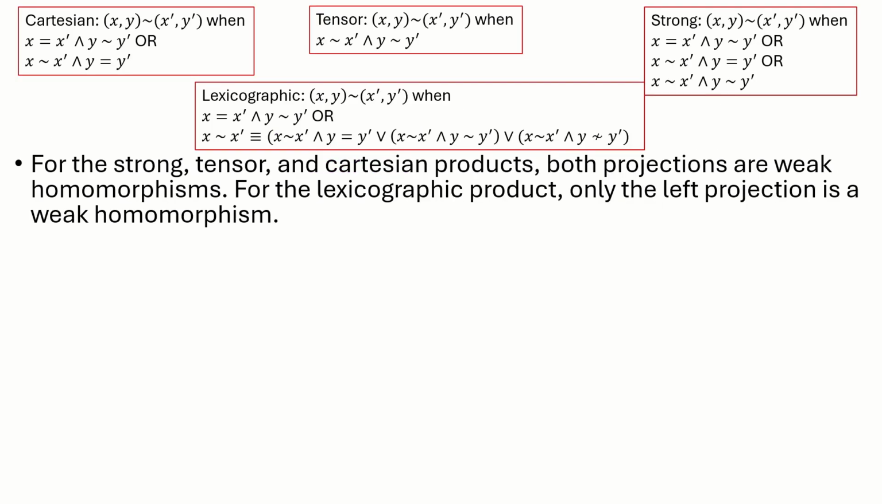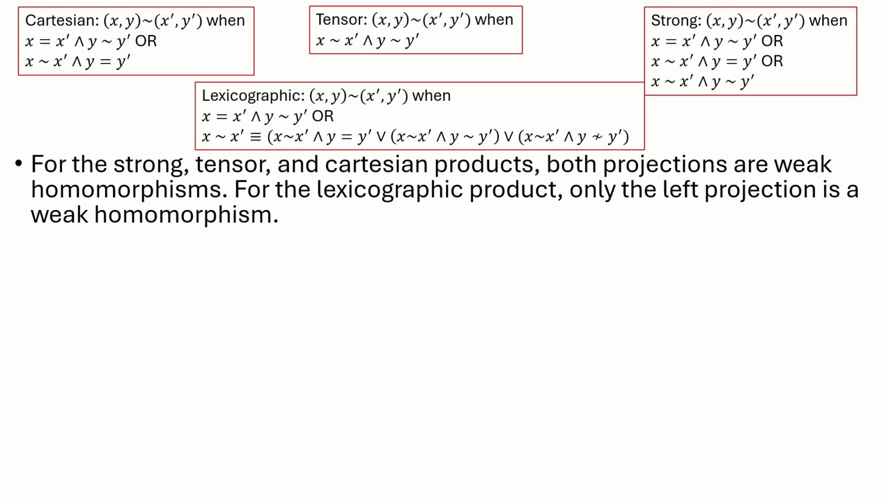For three of the most commonly studied products, the Cartesian, Tensor, and strong products, the projection onto the left factor graph and the projection onto the right factor graph are both weak homomorphisms. You can think of this as meaning that we never allow two vertices in the product to be adjacent if their left or right coordinates are non-adjacent vertices, where in this video, non-adjacent means distinct and non-adjacent. For the other commonly studied product, the lexicographic product, only the projection onto the left factor graph is a weak homomorphism, meaning we never allow two vertices whose left coordinates are non-adjacent vertices to be adjacent in the product.